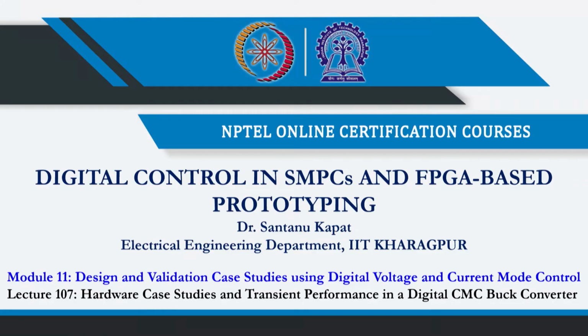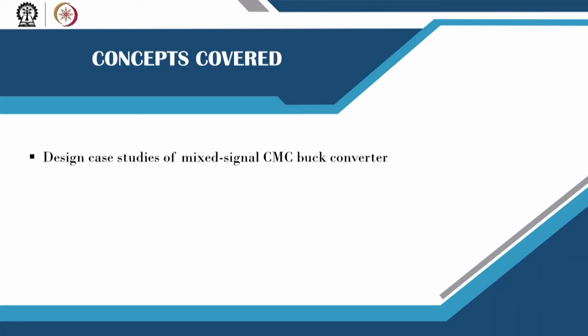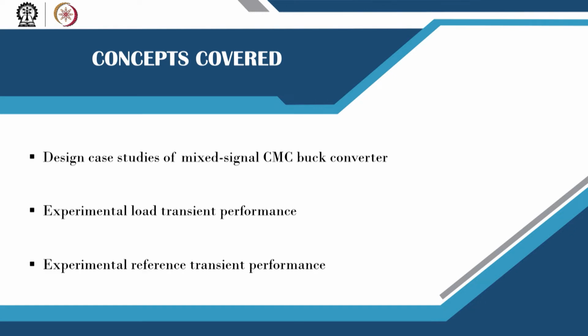So, this is the continuation of the previous class. Here we are going to demonstrate a hardware case study for load and reference transient performance of a mixed signal digital current mode control buck converter. We have already considered the design case study of mixed signal current mode control. We will show experimental load transient as well as reference transient performance.